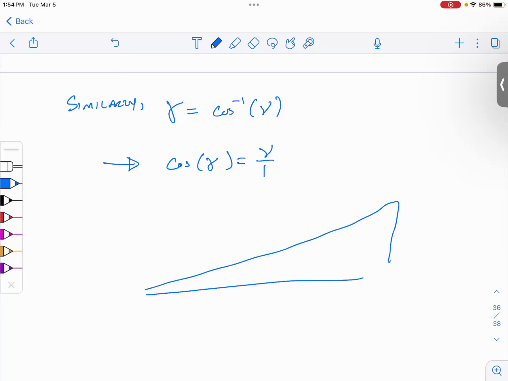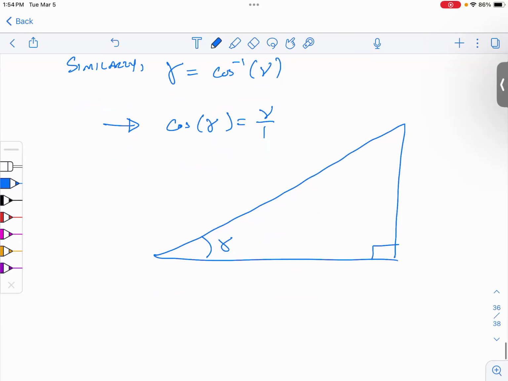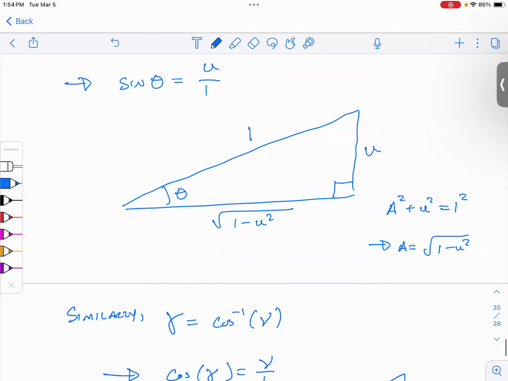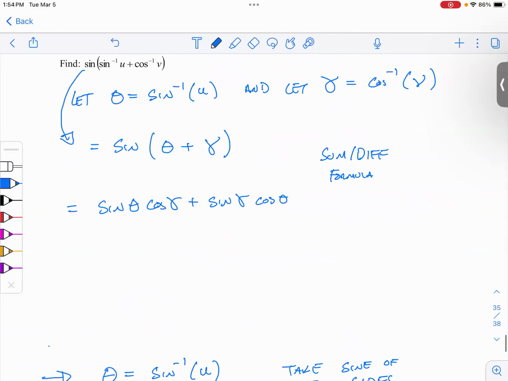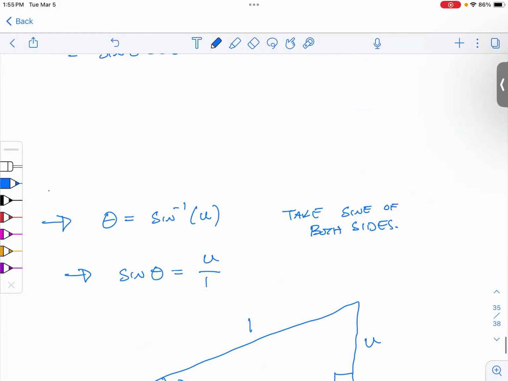And now I can make my other triangle. And cosine is which one over which one? Adjacent over hypotenuse. And similarly, that means this side is the square root of 1 minus v squared. So I've created my triangle for the angle gamma. I created my triangle for the angle theta. And so now back to what we were looking for. Sine of theta. Oh, actually, I already know. What's sine of theta?